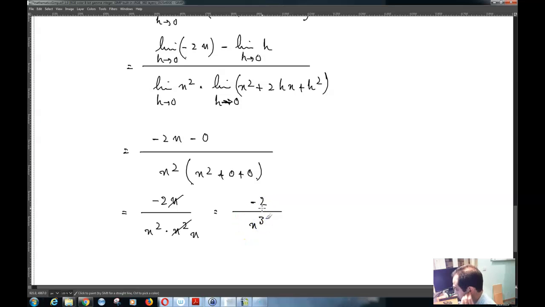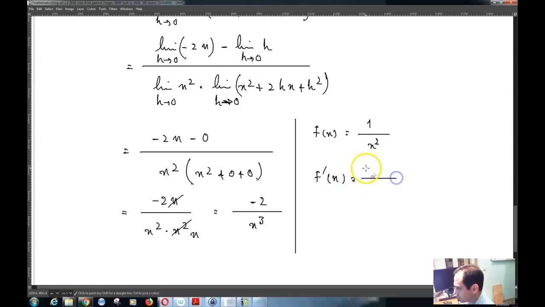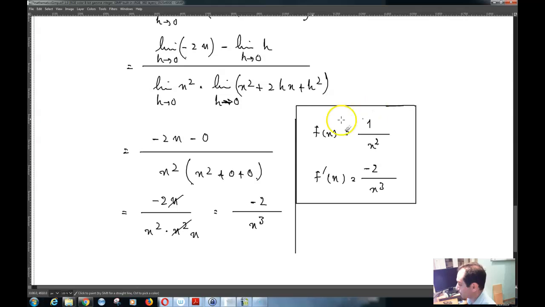So that means that when f of x is equal to 1 over x squared, then f prime of x is equal to negative 2 over x cubed. That is basically the answer here. Take a look at the answer, negative 2 over x cubed. Okay, so that is that. Now suppose you have the derivative of another function.